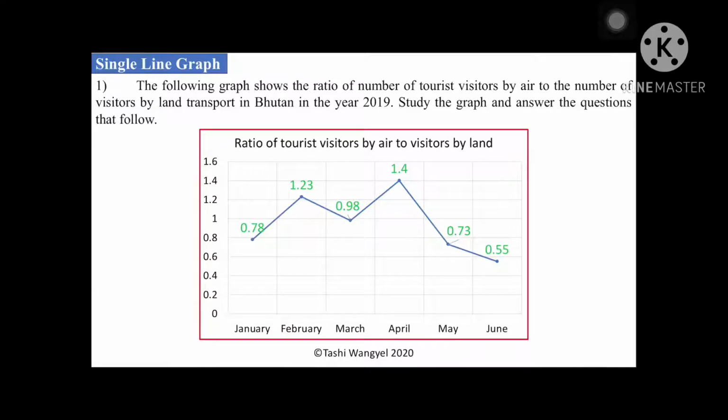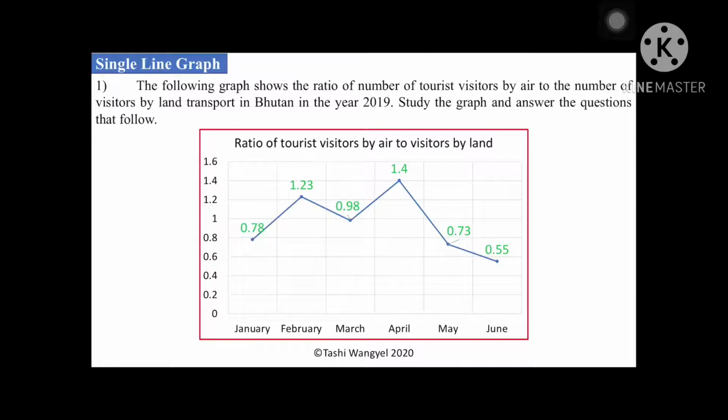Single line graph, first question. The following graph shows the ratio of number of tourist visitors by air to the number of visitors by land transport in Bhutan in the year 2019. Study the graph and answer the questions that follow. When a question gives the ratio, we read the ratio value from the graph and divide to get the data, as in table graph questions.